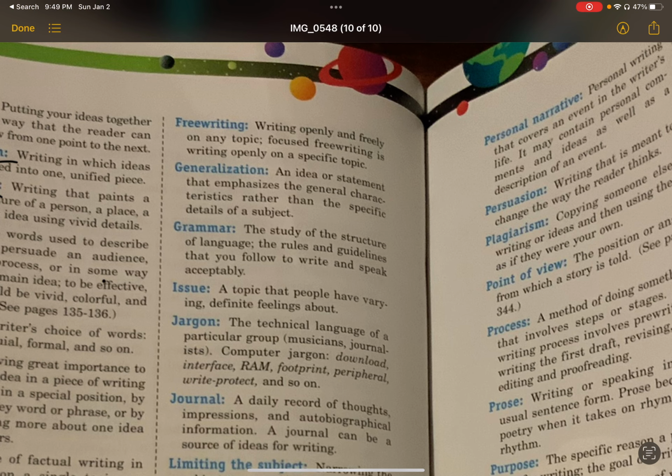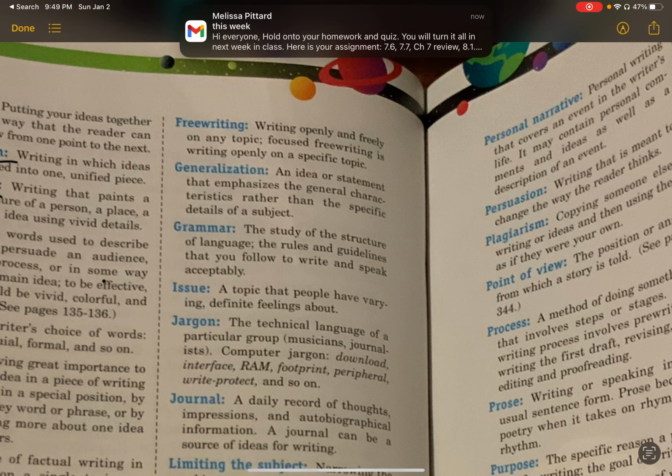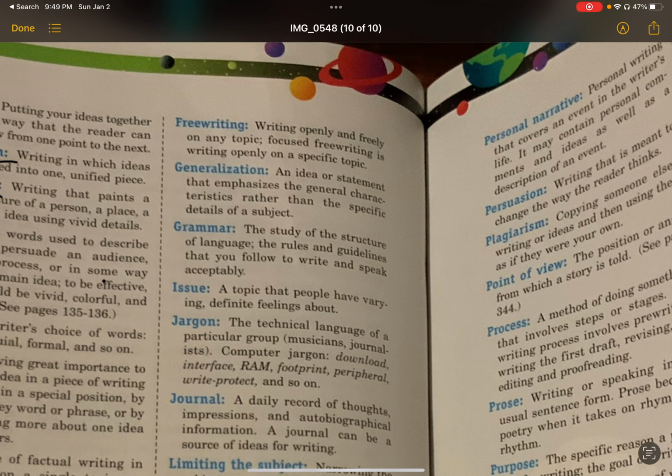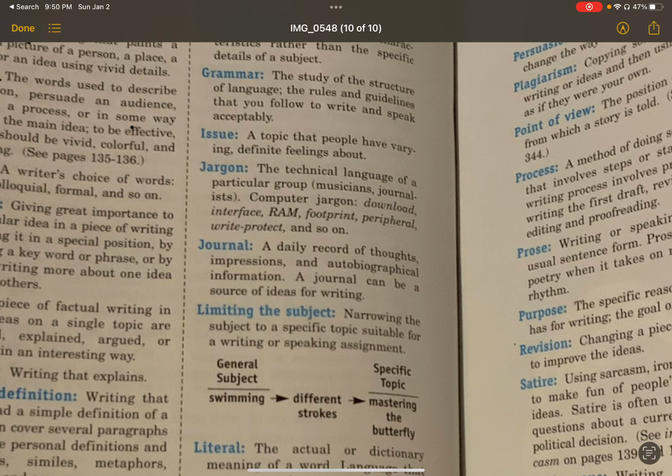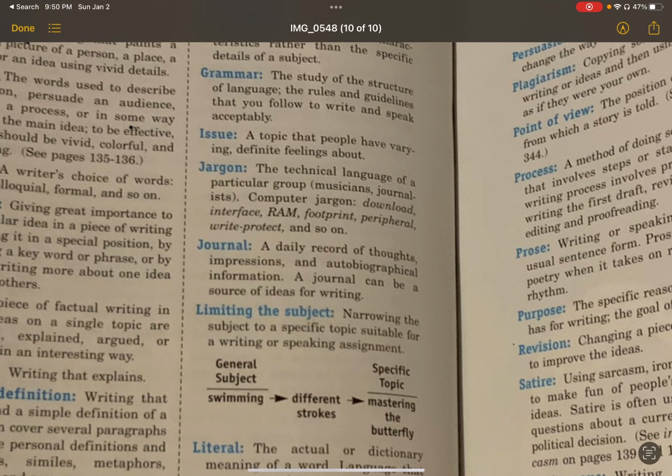Issue, you know what an issue is, like abortion is an issue, gun rights is an issue, topics that people have opinions about. Okay, jargon. Jargon is sort of technical language. So you might have groups like musicians, journalists, computer scientists. They'll have special words for their field that aren't common knowledge. So even very bright people with large vocabularies might not be familiar with certain technical terms that are usually only used within certain fields. A journal, you know what that is.